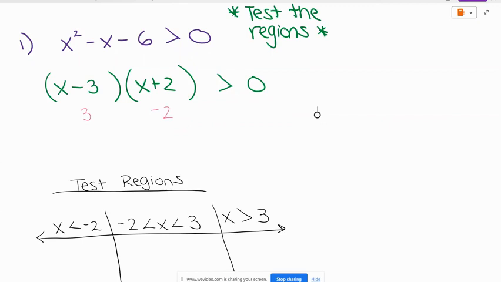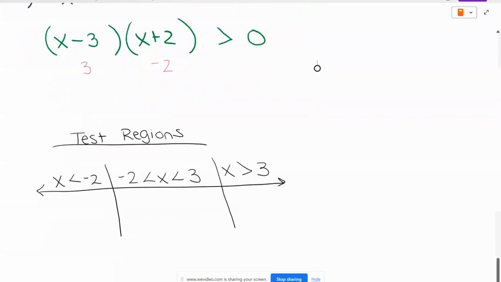If it's positive, then it's greater than 0, right? If this quantity times this quantity is negative, then it is less than 0. So because it's greater, we need it positive. If it were less than, then we'd want it to be negative. But this problem's greater, so we're going to be positive. So now this is how we test.